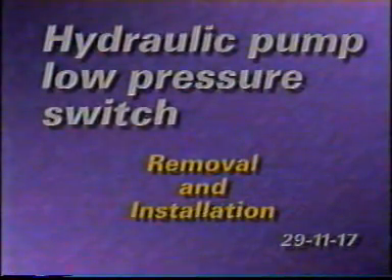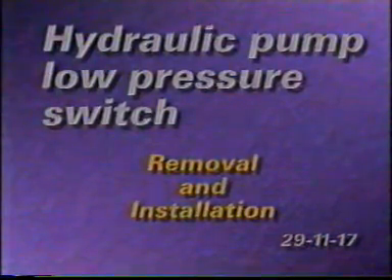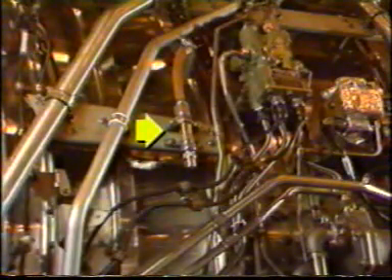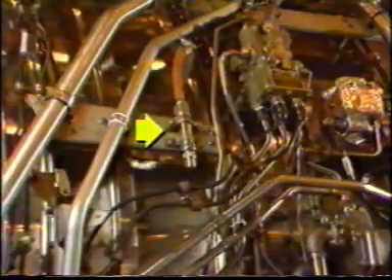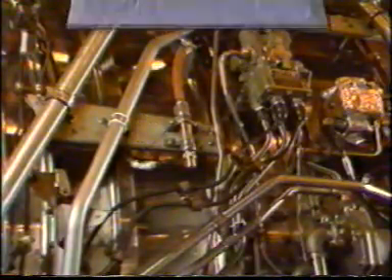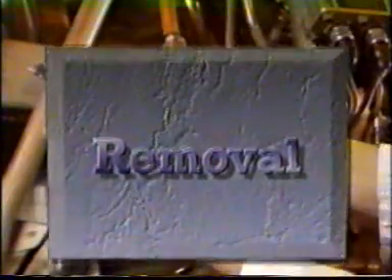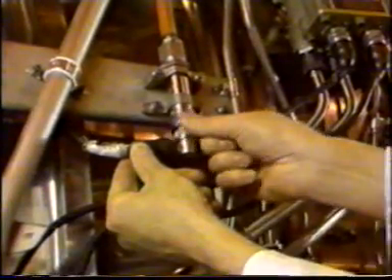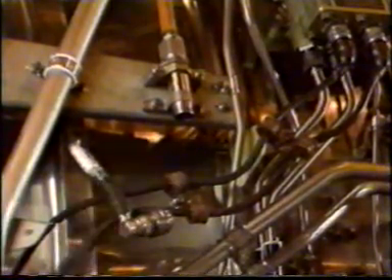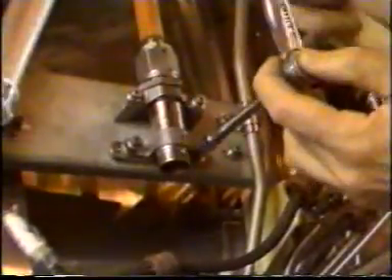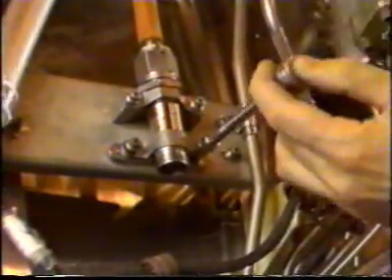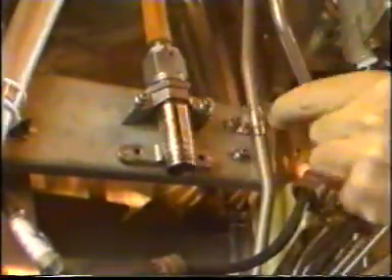Hydraulic pump low pressure switch. Removal and installation. The hydraulic pump low pressure switch is mounted on a bracket attached to the fan case at the 10 o'clock position. Removal. Disconnect the engine harness from the low pressure switch electrical connector. Loosen the hose coupling nut. Loosen and remove the bolts and the lower clamp securing the switch.